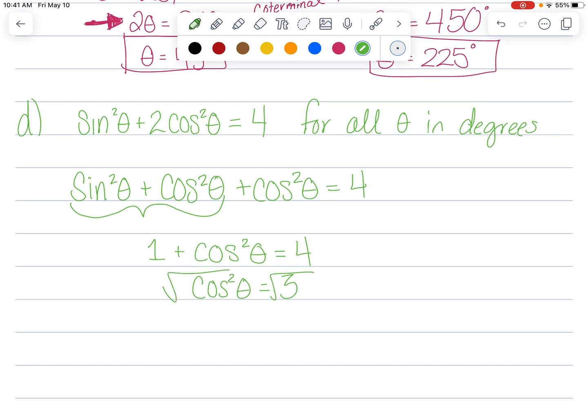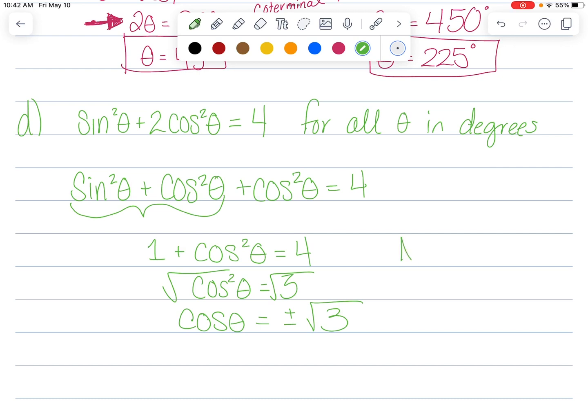To get rid of a squared, I take a square root, remembering that when I take a square root, I need a plus or a minus. So cosine is positive or negative square root of 3. Square root of 3 is bigger than 1. Therefore, this actually doesn't work out.